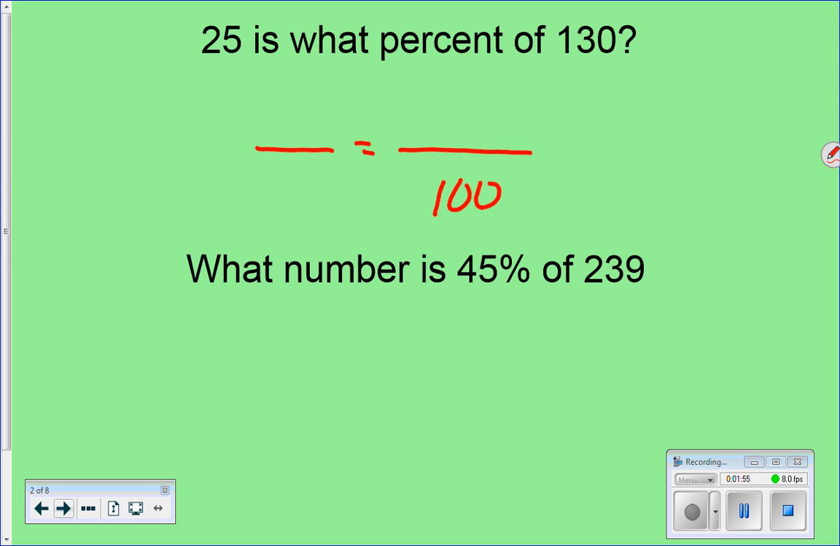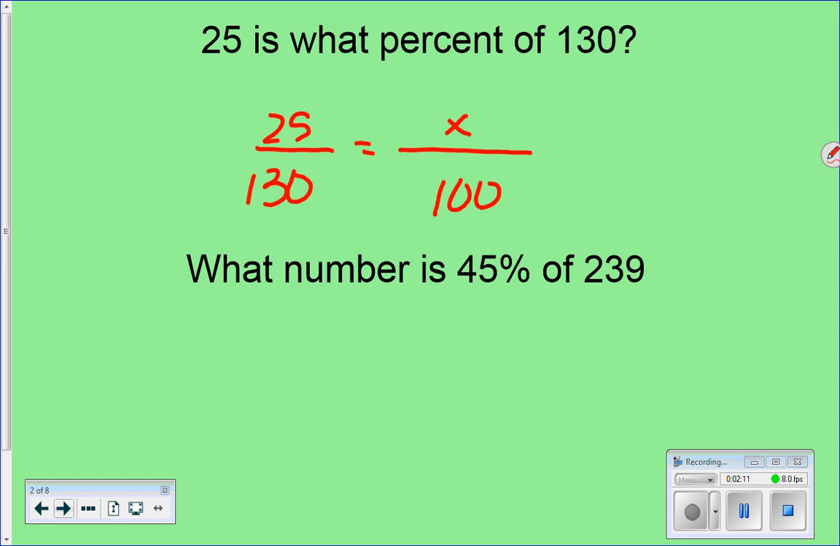Okay. And this would maybe be x, and then what would you do to solve? Cross product, 25 times 100 divided by 130, and you should get your answer. Very good.